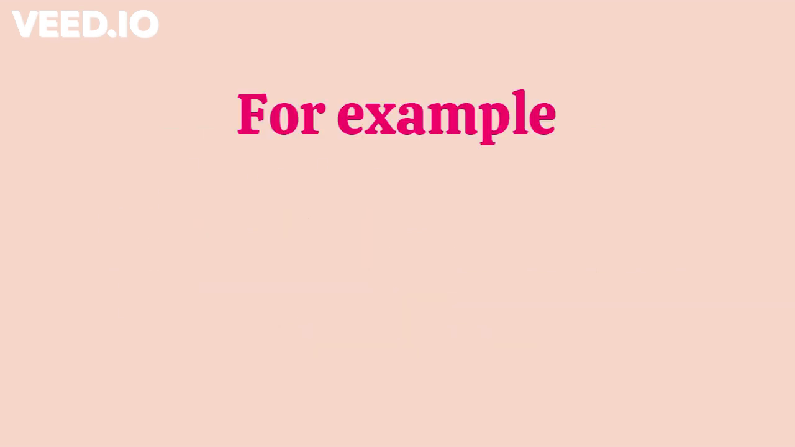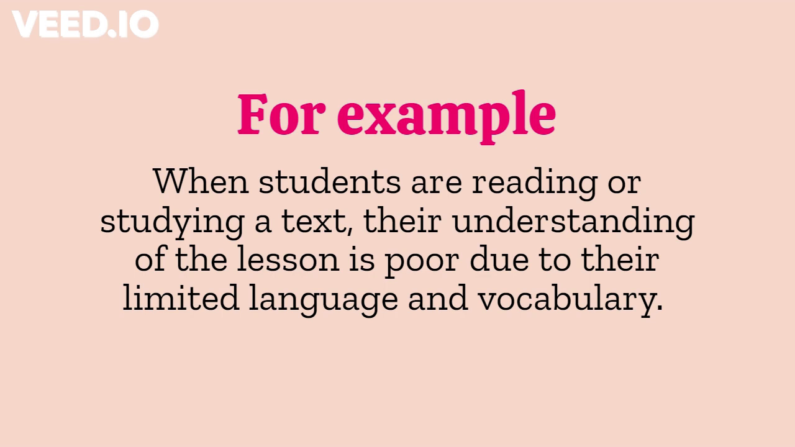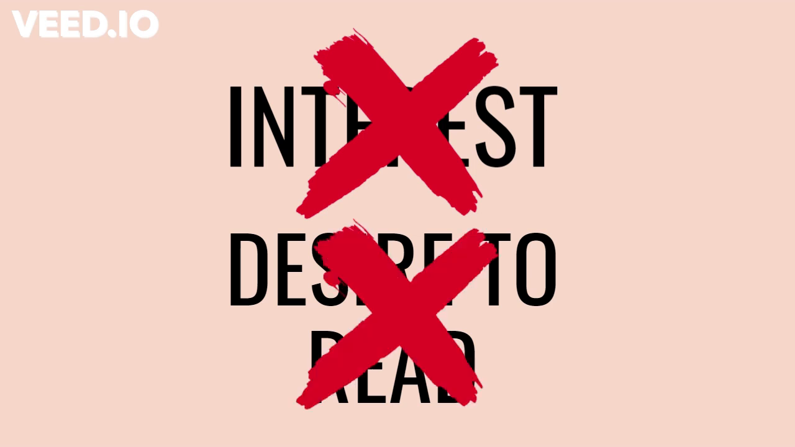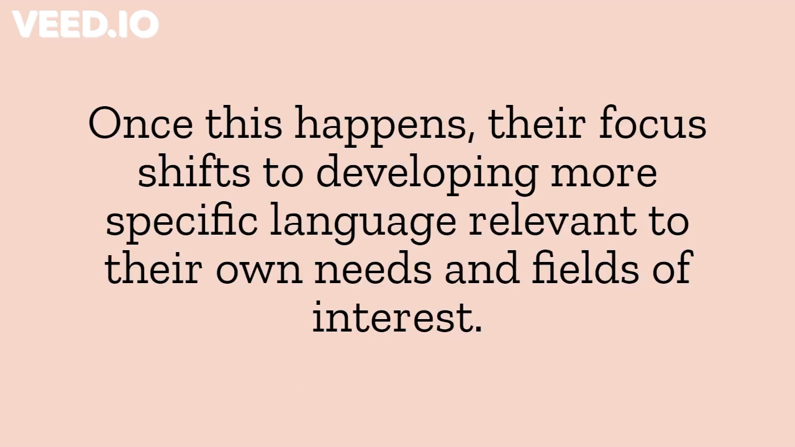For example, when students are reading or studying a text, their understanding of the lesson is poor due to their limited language and vocabulary. Therefore, learning is incomplete and makes the learners lose interest in improving their dictionary and eventually turns off their desire to read. Once this happens, their focus shifts to developing more specific language relevant to their own needs and fields of interest.